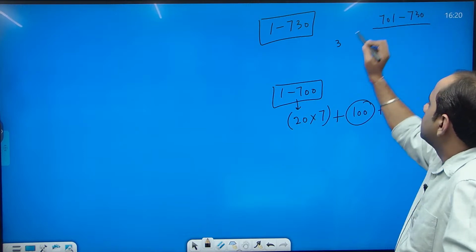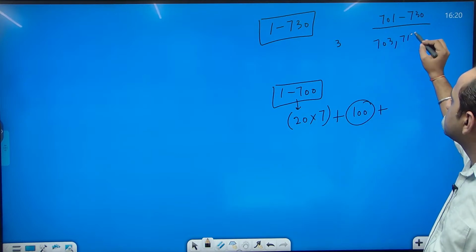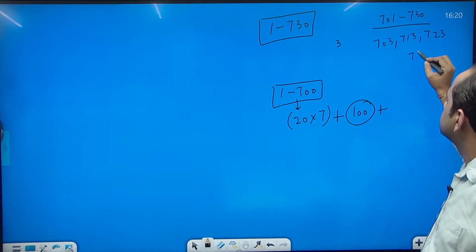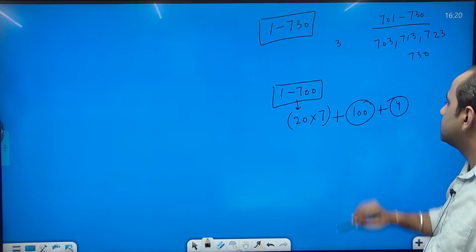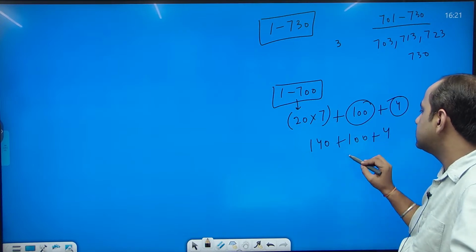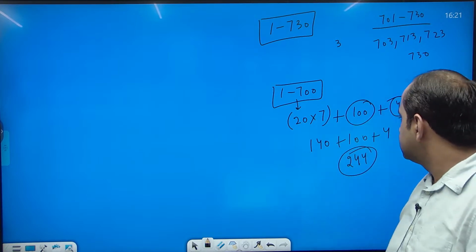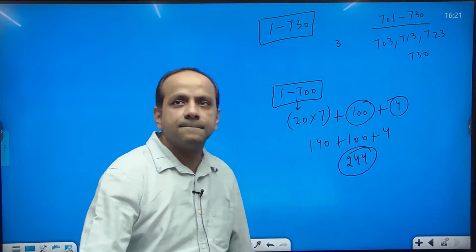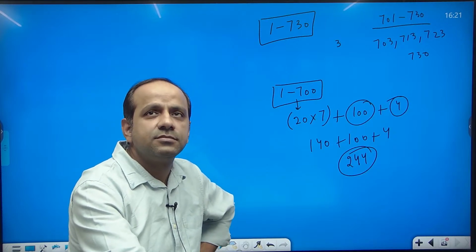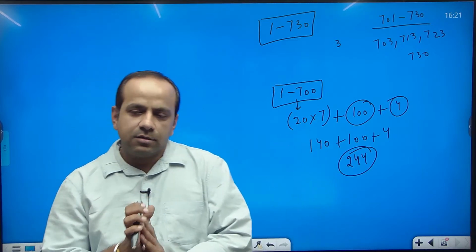And now we are left with 701 to 730. Now let's see how many times we are getting 3 here. So one is 703, then 713, then 723. And at the tens place we are getting only one time, 730. So 4 here. This is 140, this is 100, and this is 4. So your answer is? Any doubt in this? Not getting it? Any doubt in this? Yes or no? Clear? Clear है सबको? पक्का?